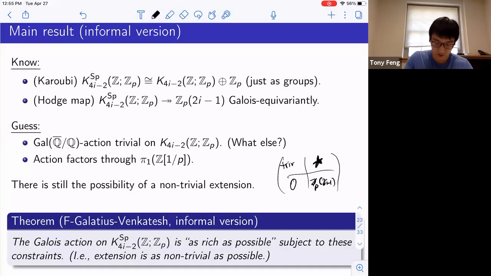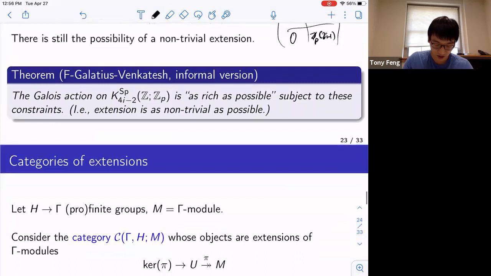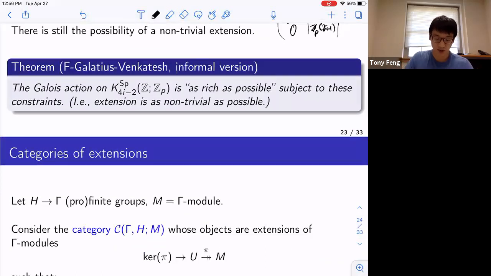So that's the kind of informal version. To make this more precise, we need to try and codify what it means for an extension to be as non-trivial as possible. And the way we do that is by thinking about a category of possible extensions.